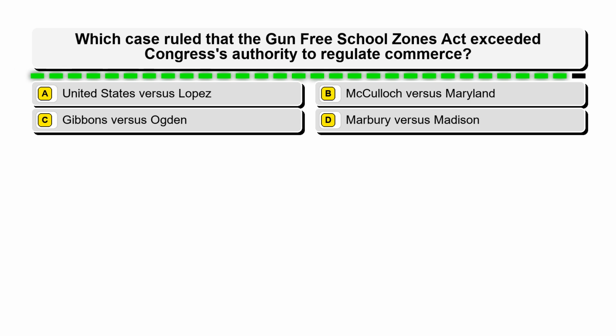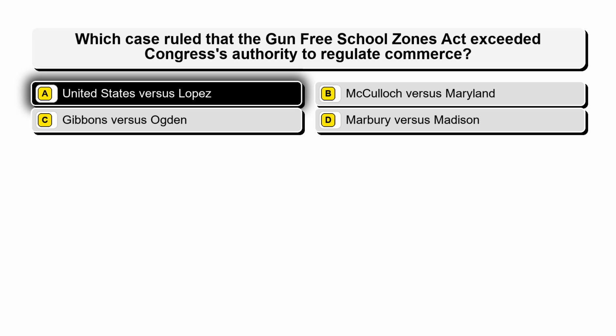Question 53. Which case ruled that the Gun-Free School Zones Act exceeded Congress's authority to regulate commerce? Option A, United States vs. Lopez. Option B, McCulloch vs. Maryland. Option C, Gibbons vs. Ogden. Option D, Marbury vs. Madison.